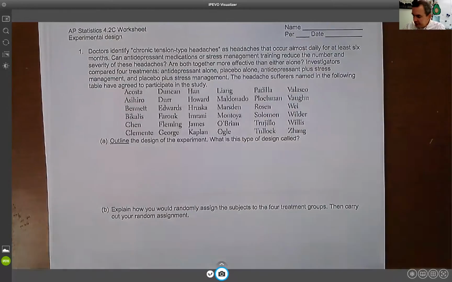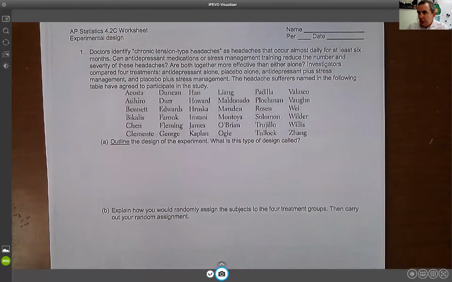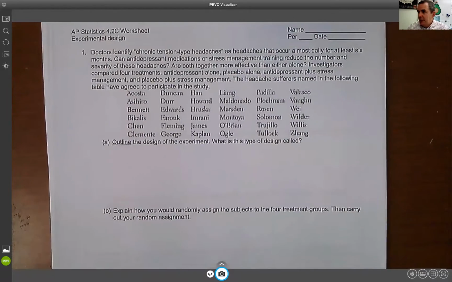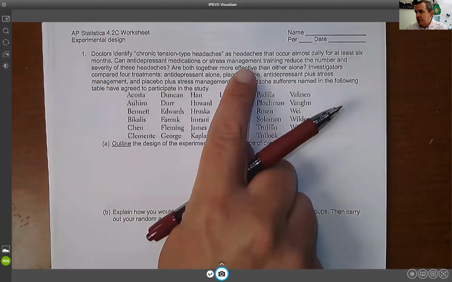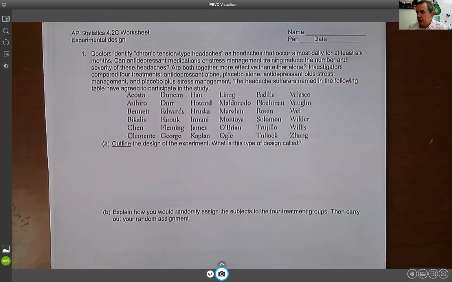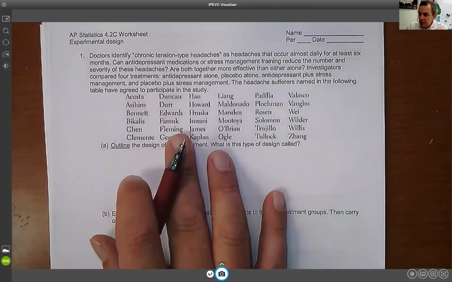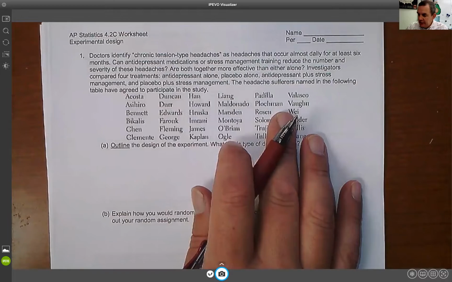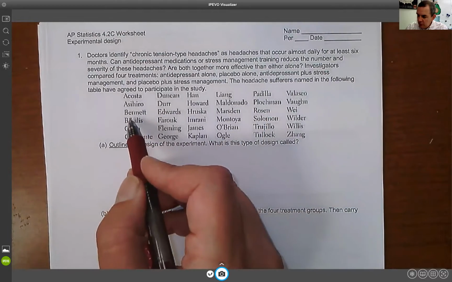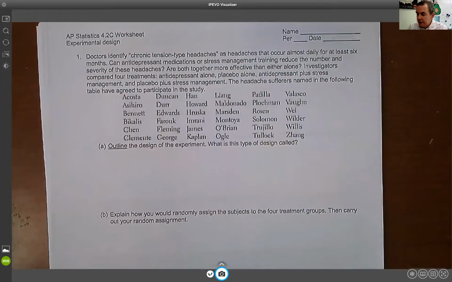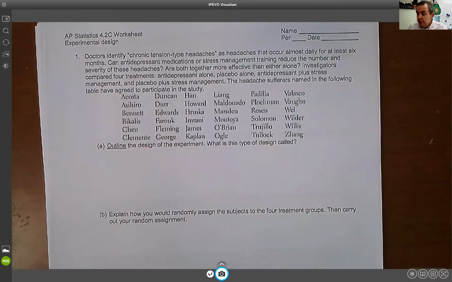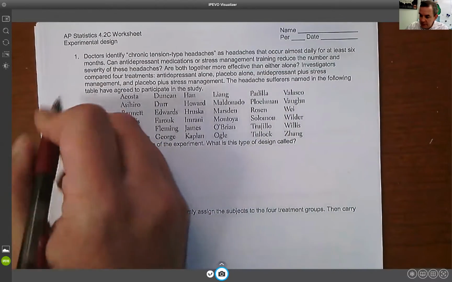This is an experiment. What we have here is chronic tension type headaches. They occur daily for at least 6 months. Can antidepressant medications or stress management training reduce the number and severity of these headaches? If we look at it, we have some volunteers here. We have 36 people. So these people down here, these are my subjects.